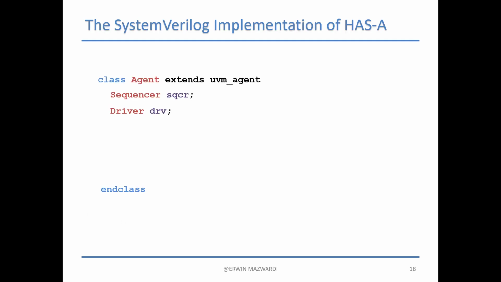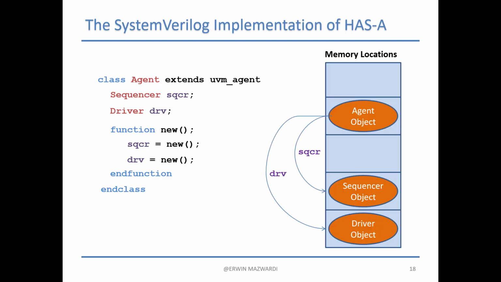Here the agent class contains references to both the sequencer and the driver. The new function creates instances of those objects and stores them in pointers as SQR and DRV. Here are the corresponding memory locations of those objects.